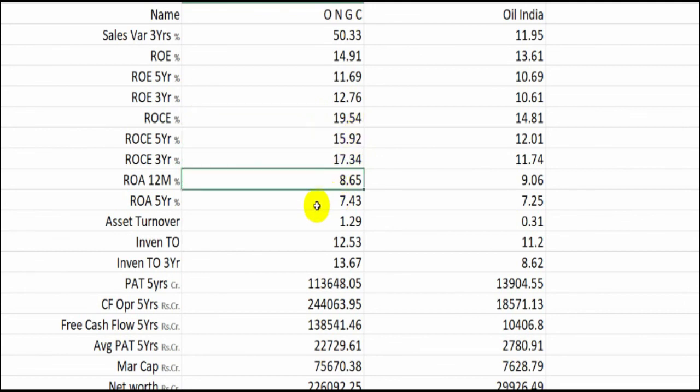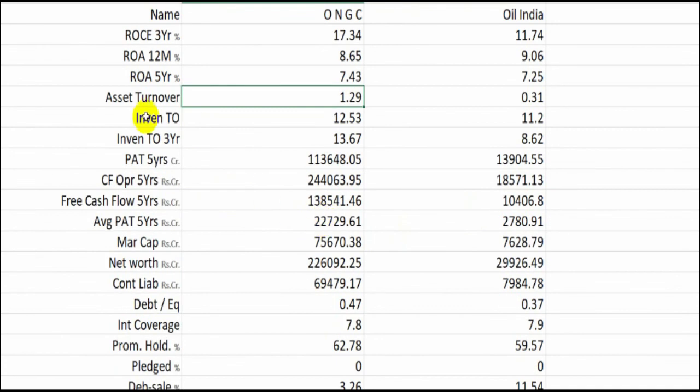Return on assets for the recent 12 months was higher than its average of last 5 years. So this is the way we try to understand how the company is doing, what its numbers are indicating. For Oil India also, the recent ROA was higher than its average.